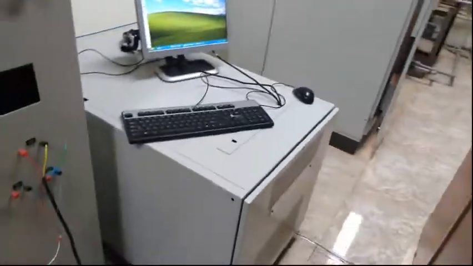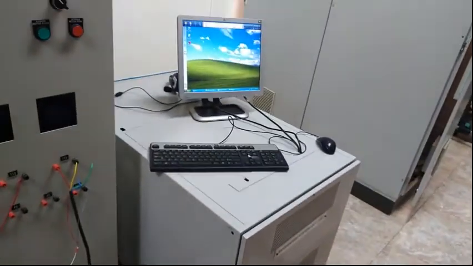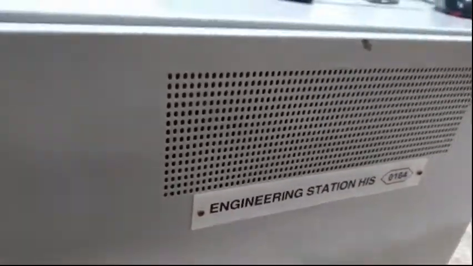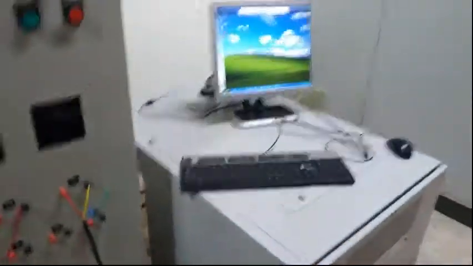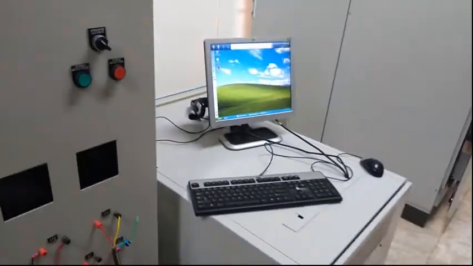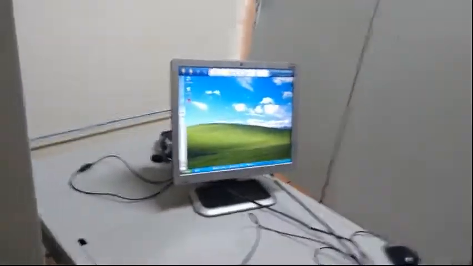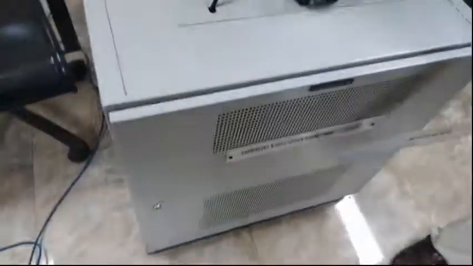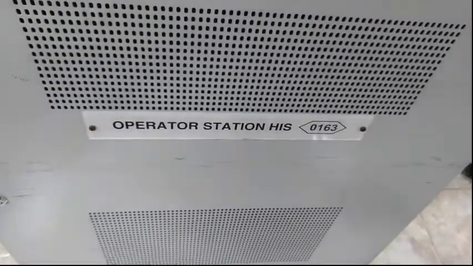The type of DCS that we possess in our DCS lab is Yokogawa DCS Centum VP setup, and it consists of an engineering station where the main control processes and the control commands will be executed, and we have three operating stations. Operating station is also known as HIS, Human Interface System, right?